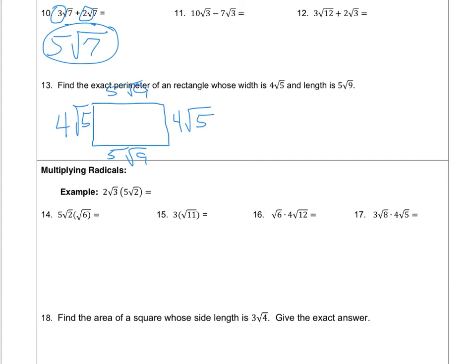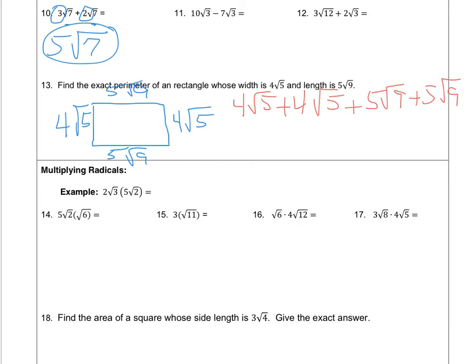Okay? Well, how do you find the perimeter of an object? That's right. You add all the sides. So that's what we're going to do. We got 4 times the square root of 5 plus the other 4 times the square root of 5 plus 5 times the square root of 9 plus 5 times the square root of 9.